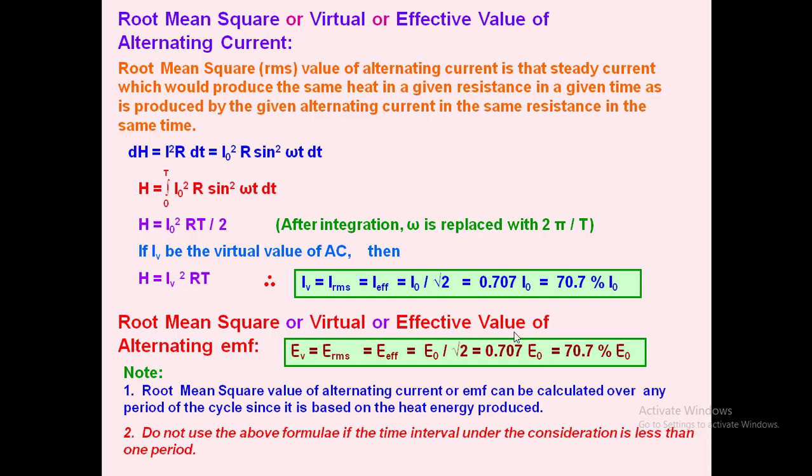Note, the root mean square value of alternating current or EMF can be calculated over any period of the cycle since it is based on the heat energy produced. But average value is based on the amount of charge passed. Do not use the above formula if the time interval under consideration is less than 1 period. That means you use the root mean square value whenever the time interval is more than 1 period. If it is less than 1, you are not supposed to use the RMS value.